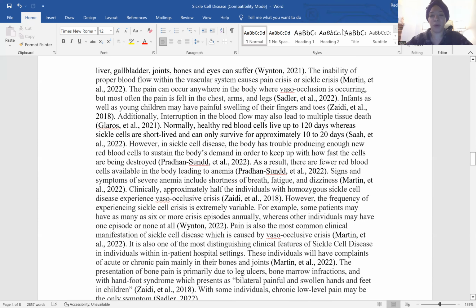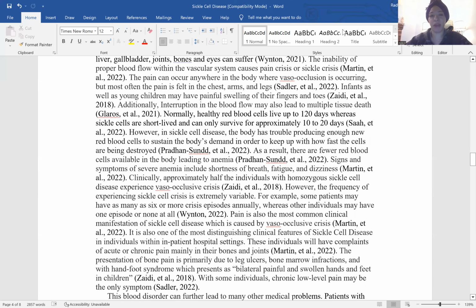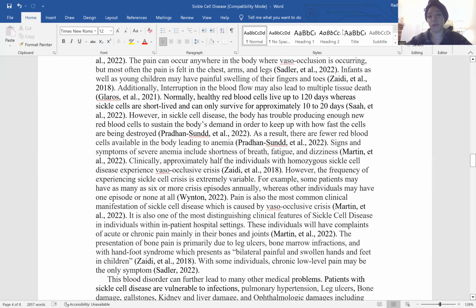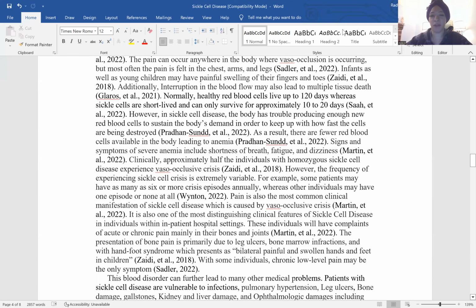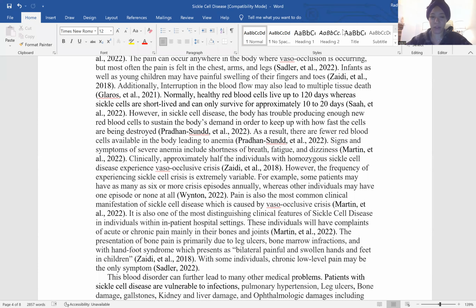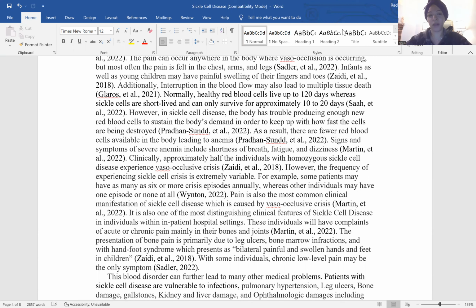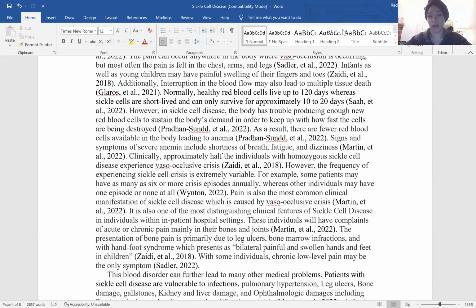The inability of proper blood flow within the vascular system causes pain crisis or sickle crisis. The pain can occur anywhere in the body where vaso-occlusion is occurring, but most often the pain is felt in the chest, arms, and legs. Infants as well as young children may have painful swelling of their fingers and toes. Additionally, interruptions in the blood flow may also lead to multiple tissue death.